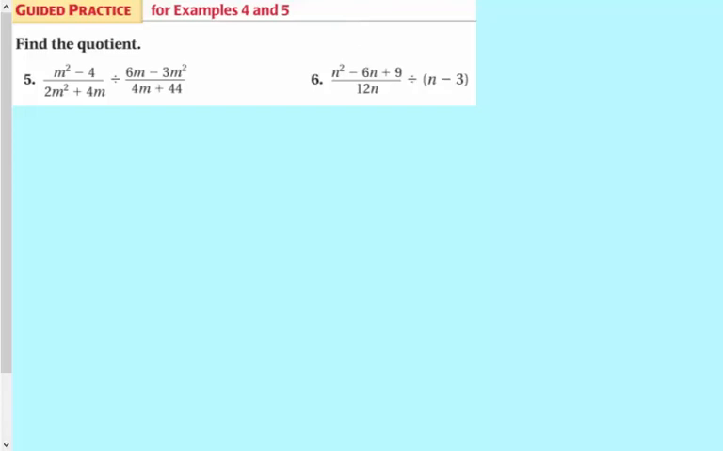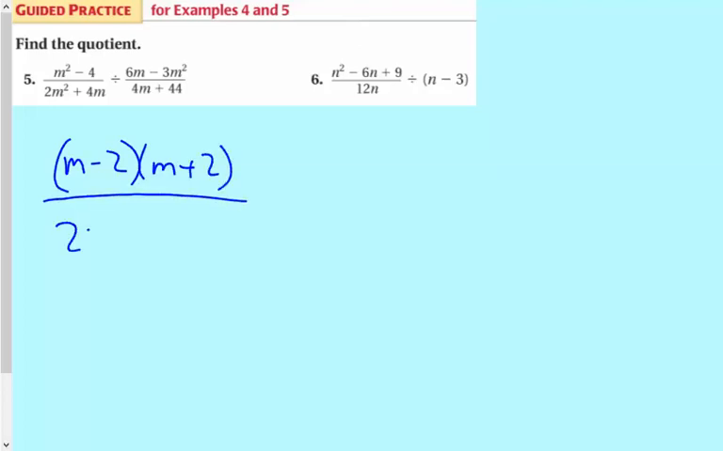The first one, we got difference of squares. 2 numbers that multiply to -4 but add to 0, m minus 2, m plus 2. That's a nice one there. And then at the bottom, I'm going to factor out the GCF of 2m. When I take out 2m, I'm left with m plus 2. And I'm going to change to multiplication now. And so the 4m plus 44 is going to be on the top. I'm going to factor out the GCF there of 4, so it's m plus 11.